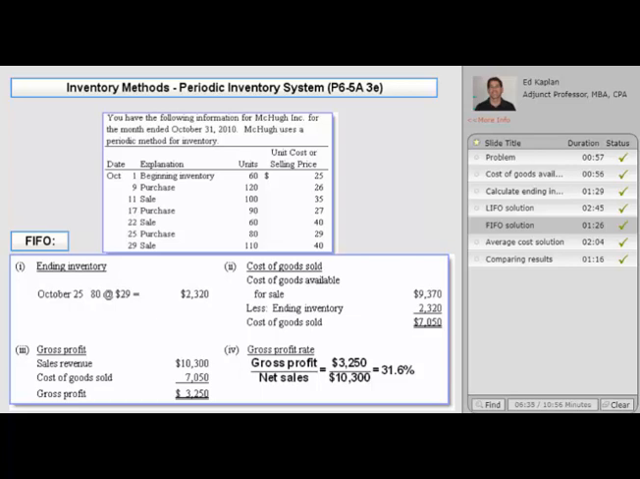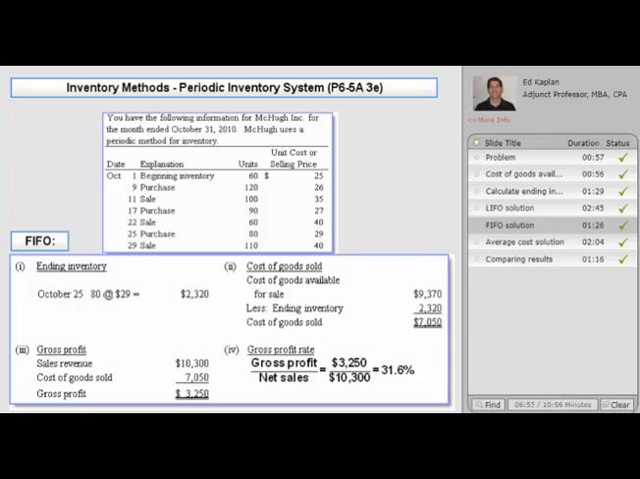So on October 25th, we had a purchase of 80 units. Well, we only have 80 physical units in ending inventory, so that's our entire layer of ending inventory. Under FIFO, we assume all the other purchases in the beginning inventory were sold. 80 at $29 gives us ending inventory of $2,320.